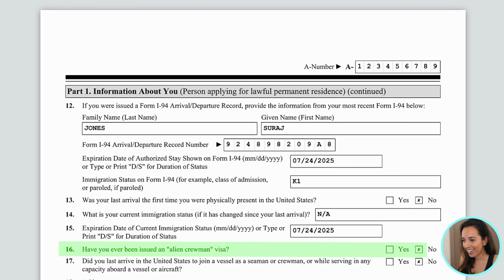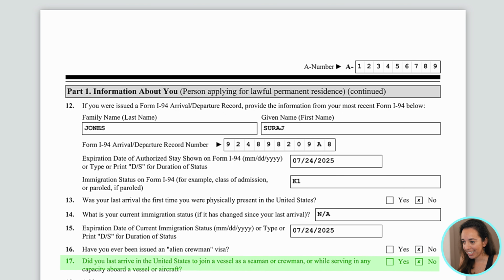Question 16 asks, have you ever been issued an alien crewman visa? So we wrote no, and this is basically if you've been issued a C1D visa, which is primarily for people who work on a cruise ship. So if you have worked on a cruise ship and been issued this visa, you can click yes. But for the majority, I'm going to assume it's no. And in our case, it was no.